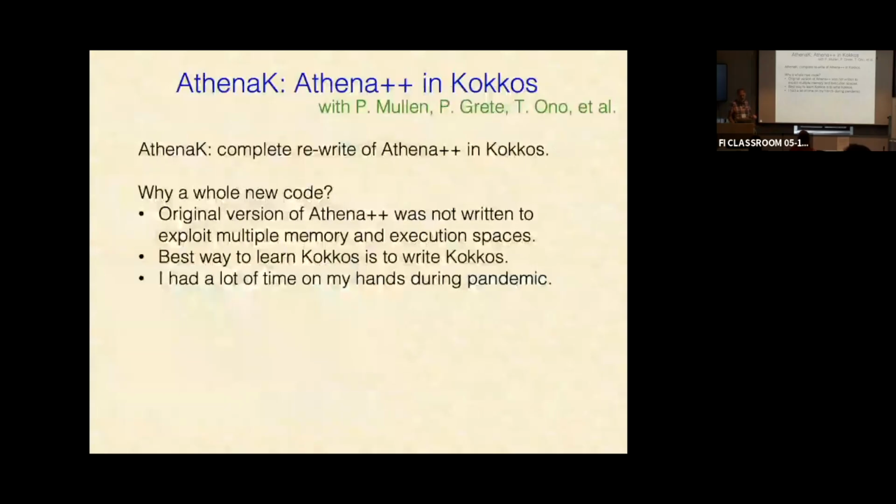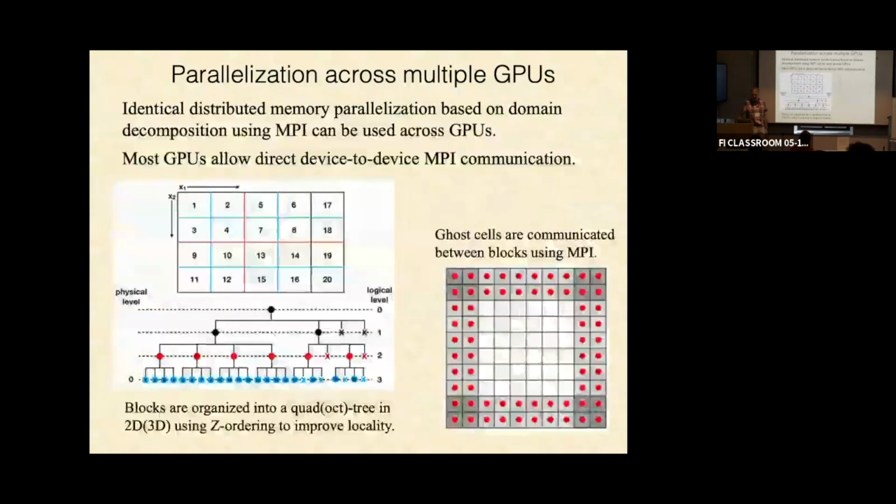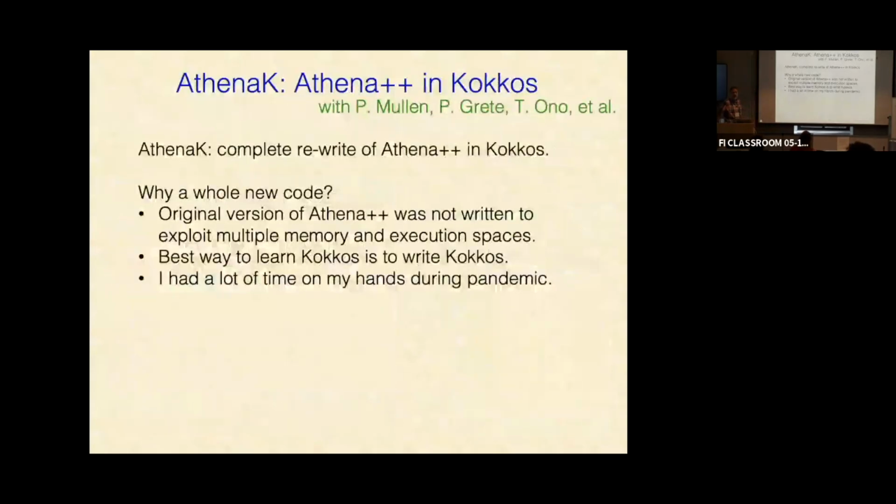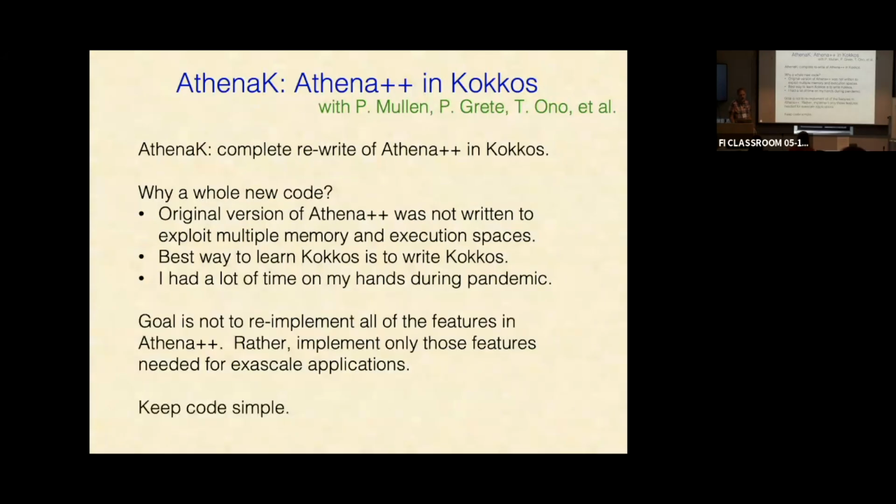So this is parallelization. Let me finish by saying a little bit more about AthenaK. It's basically a rewrite of Athena++ into Kokkos. Again, the main reason for rewriting it is because Athena++ didn't have built into it this concept of multiple memory spaces and execution spaces. And so it really had a lot of changes required to do it. The goal was not to re-implement all the features of Athena++, which by now is a very mature and comprehensive code with a lot of person effort in it.